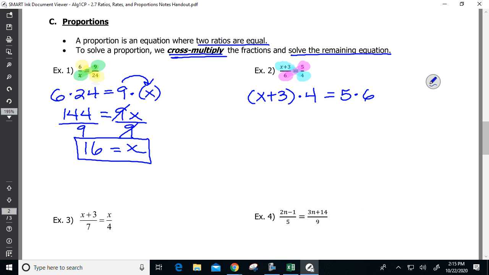Okay, let's keep going. So, 5 times 6, that's easy. That's 30. What do I do on the left-hand side? You distribute. So if I distribute, I have 4x plus 3 equals 30. Is that right?